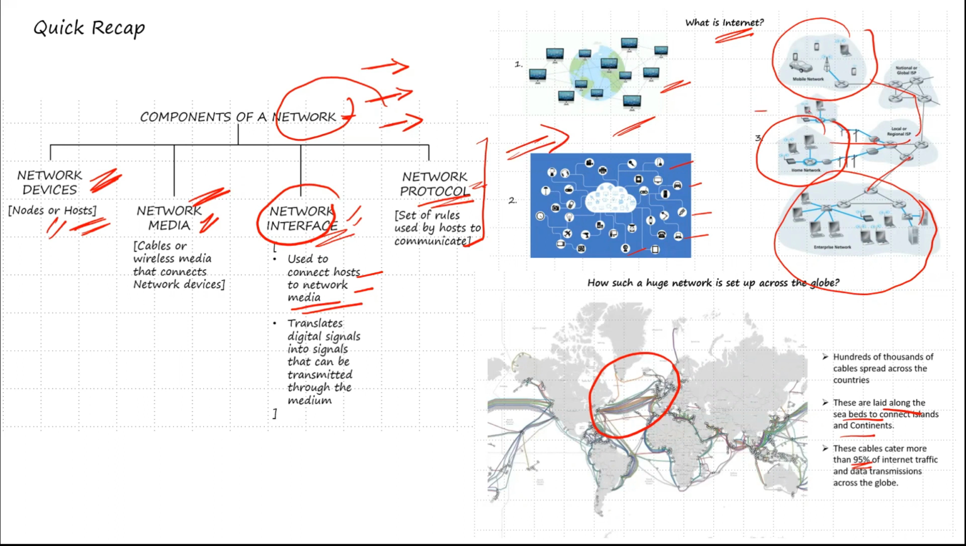So internet is a network of small networks. These are groups of devices connected together, able to share information with each other, and a network of networks is called the internet. So this was a quick recap that we did in the last lecture. Let's move ahead and see what we are going to do today.